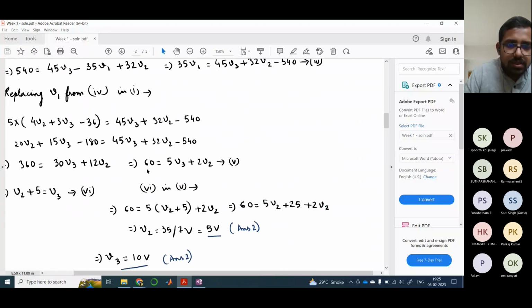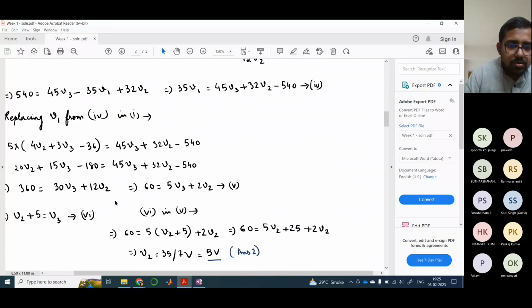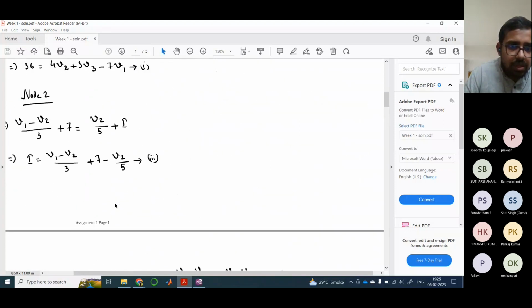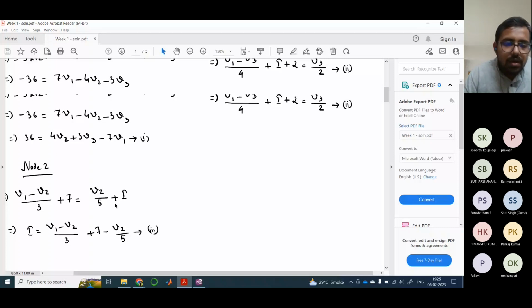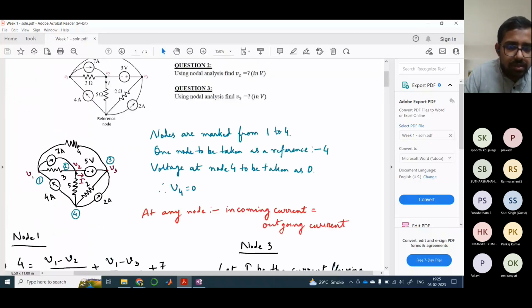This is what I get. So 60 equals 5V3 plus 2V2. Okay, and we have another equation. If you look at this node here, look again carefully at the diagram. This line between node 2 and node 3 has a 5 volt voltage source connected, right? So basically we can frame a small equation using this.